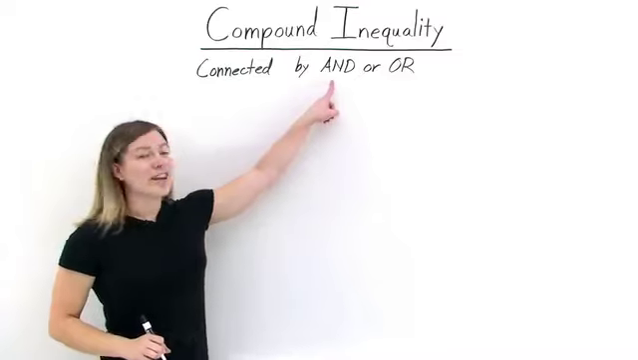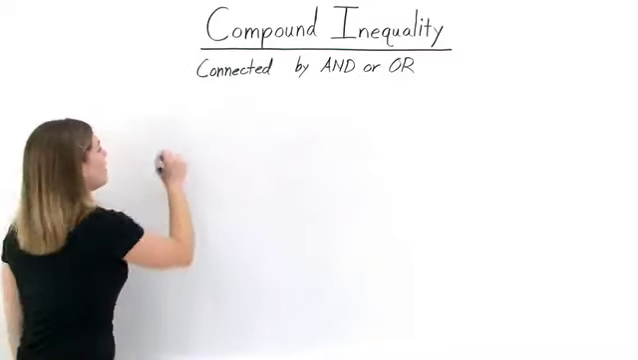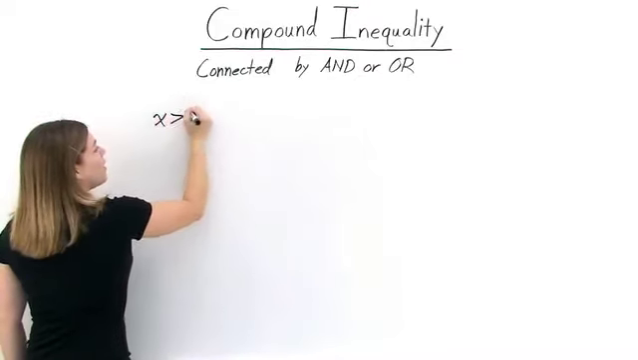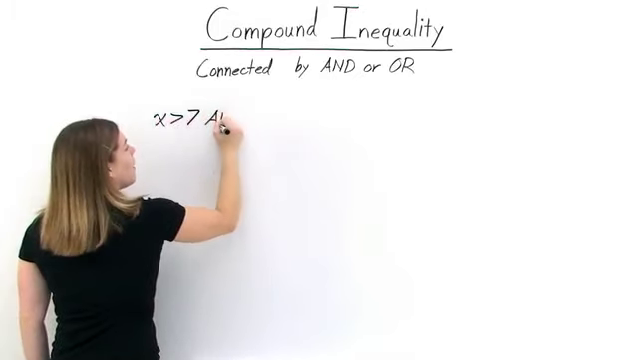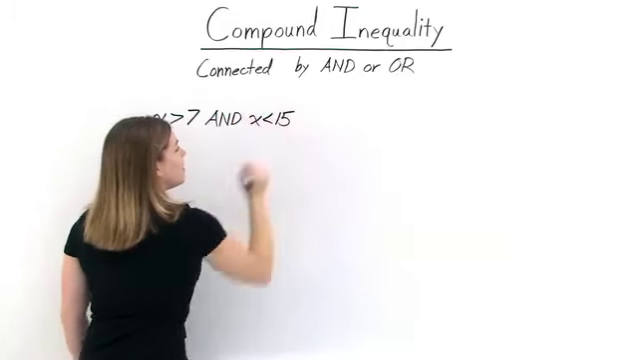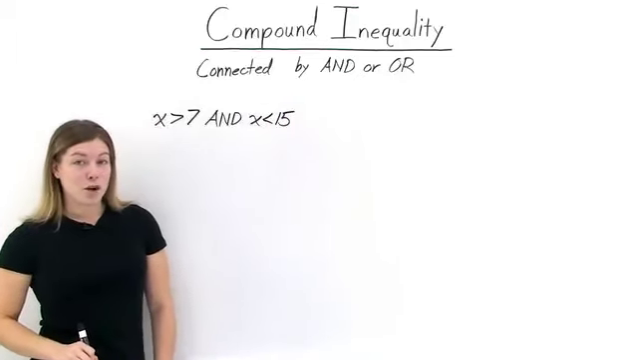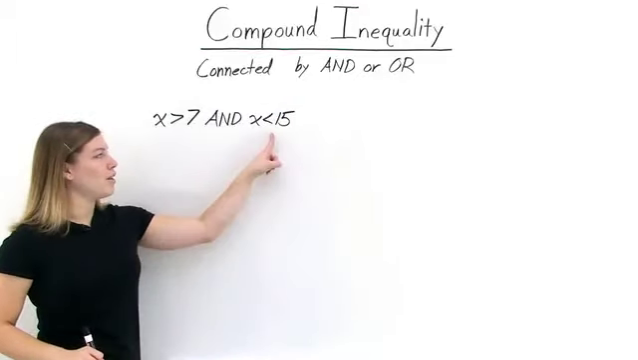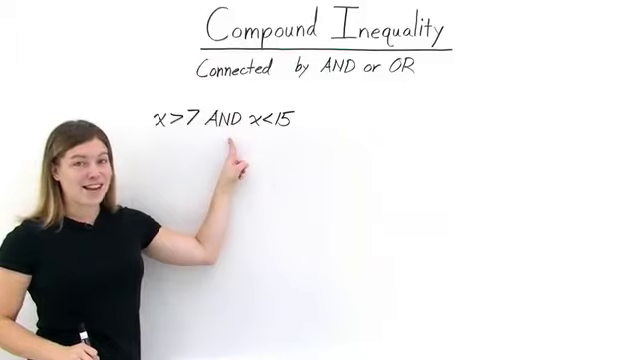First, let's look at an "and" compound inequality. We'll have x is greater than 7 and x is less than 15. This is a compound inequality. We have two inequalities connected by an "and".